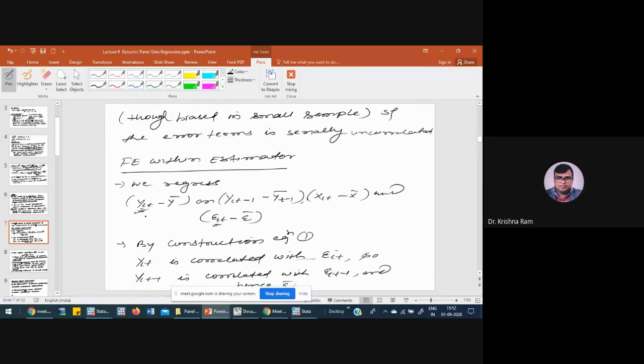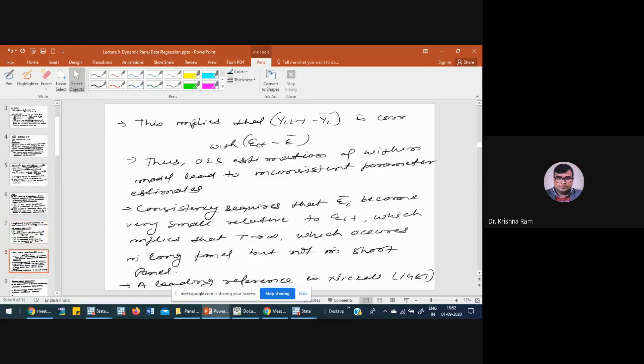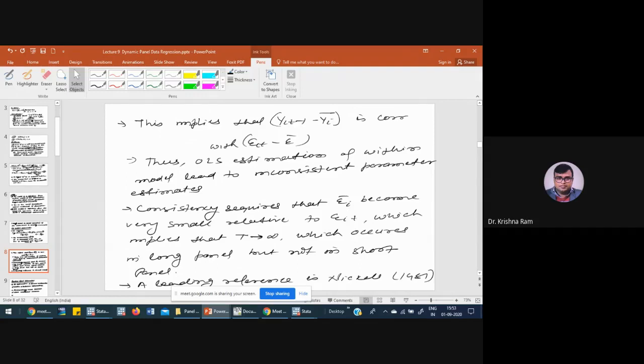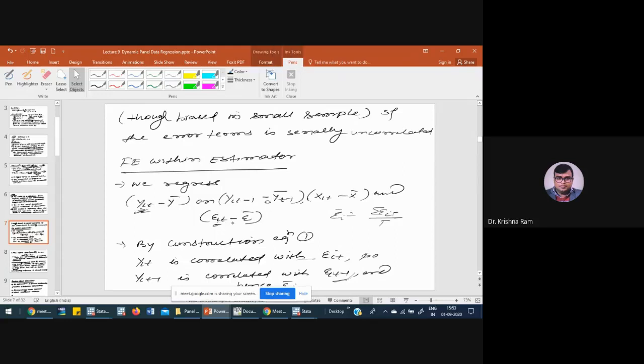Similarly, if you run a lagged regression model, y_it minus 1 is related with epsilon_it minus 1, and epsilon bar_i is the sum of epsilon_it divided by T. So we can say that y_it minus 1 is correlated with epsilon_it minus 1 and epsilon bar. So this one is again correlated with this one. This implies that if the independent variable is correlated with this one, that also means this one is correlated with this one.